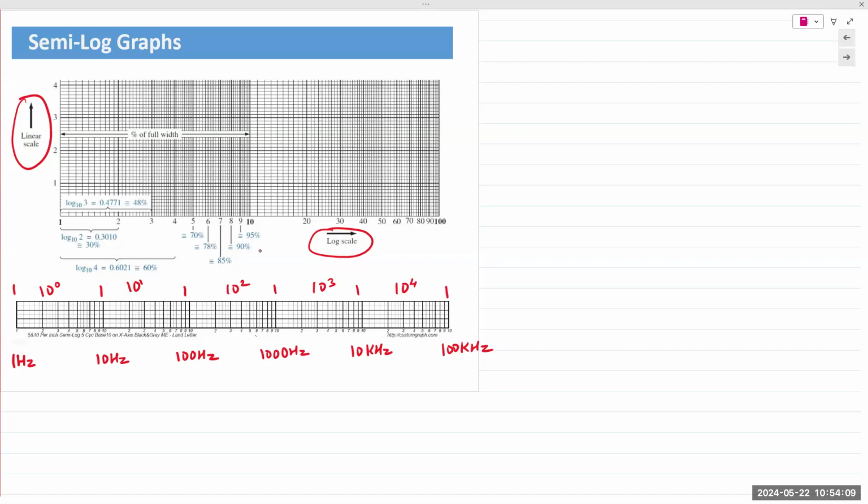You can download chart paper from the web. You can actually buy this, but now you can just download it and print it out. And it's just known as semi-log graph paper. Semi-log graph paper. Okay.